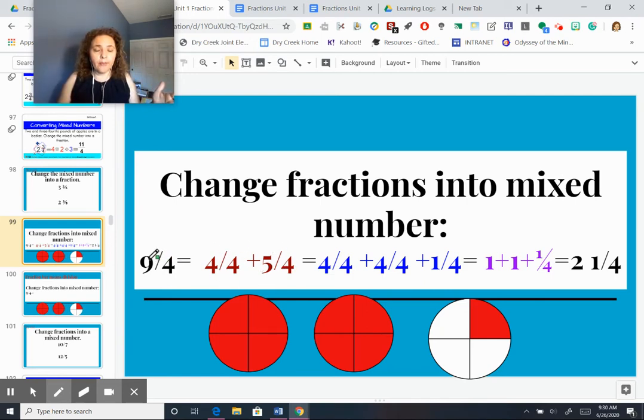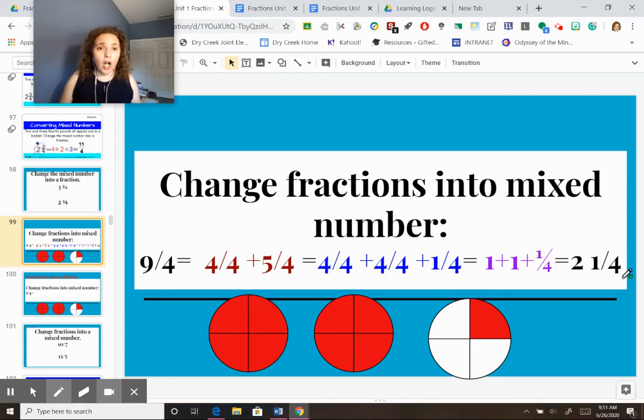I'm breaking it apart. This is still an improper fraction, 5/4, so I can break that down even further. So I have my 4/4, my 4/4, my 5/4 that I'm going to break apart again into another 4/4. And so that leaves me with 1/4 left over. So I have 4 over 4 plus 4 over 4 plus my 1/4. I know that 4 over 4 gives me 1 whole, and then my 1/4. So that gives me 1, 2, 2 and 1/4.